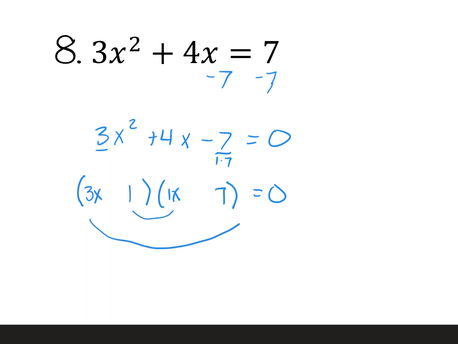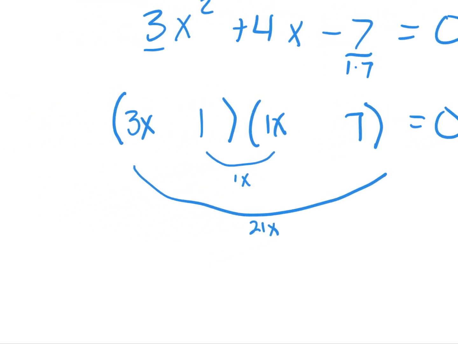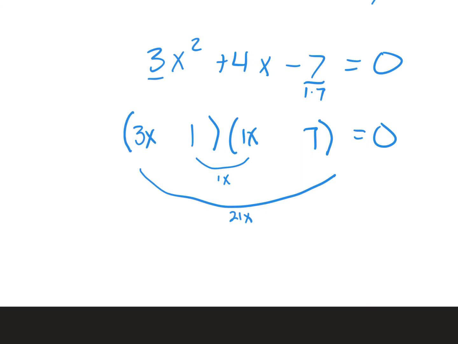So this would be 1x and 21x. And keeping in mind that one of them would be positive, one of them would be negative, is there any way to get them to add to a positive 4? It doesn't look like it on that one, right? So back to the drawing board. Let's switch the positions of the 1 and the 7. And then check your inner outer products.